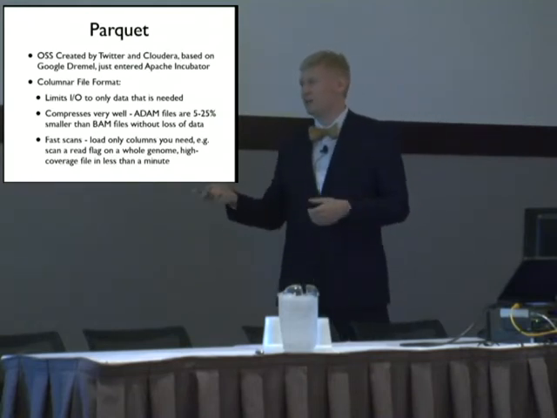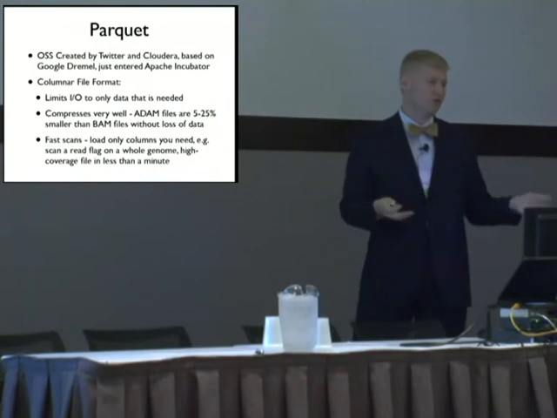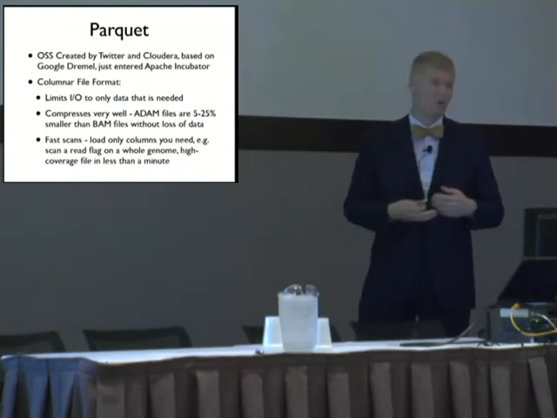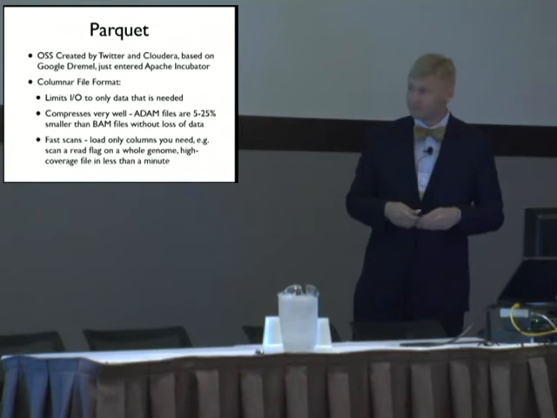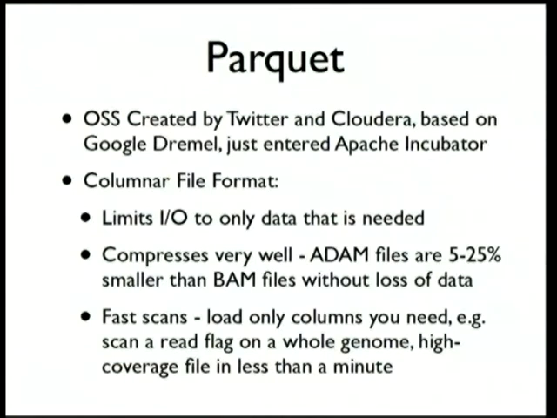So depending on the exact file, we're somewhere between 5 and 25% smaller than BAM files without doing any sort of lossy compression or really any big tricks. Additionally, we get very fast scans because we only load the columns that we need. And then additionally, Parquet parallelizes all of the columns out into different files and into different read groups, so we're able to read many of these read groups in parallel.